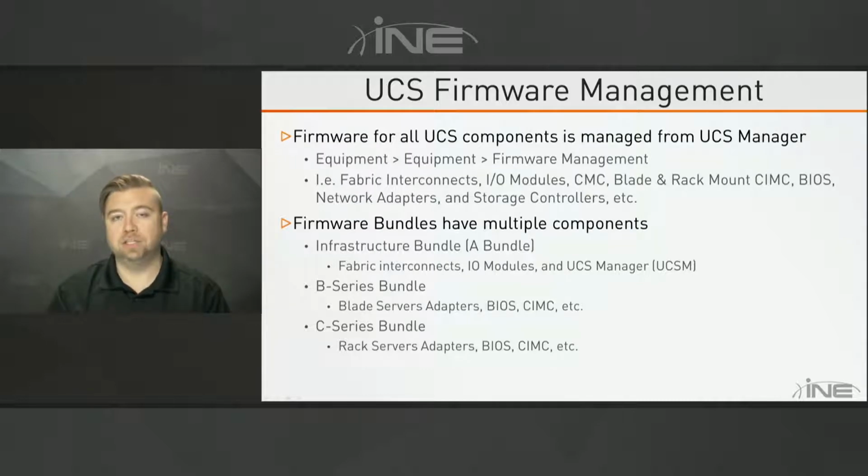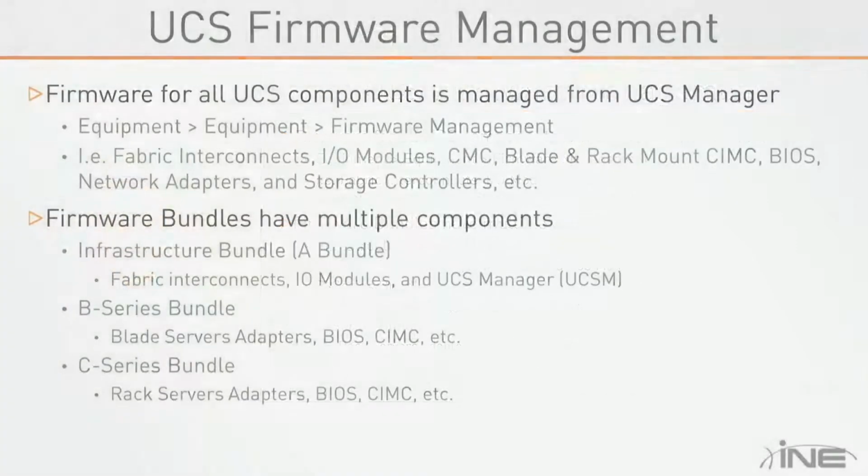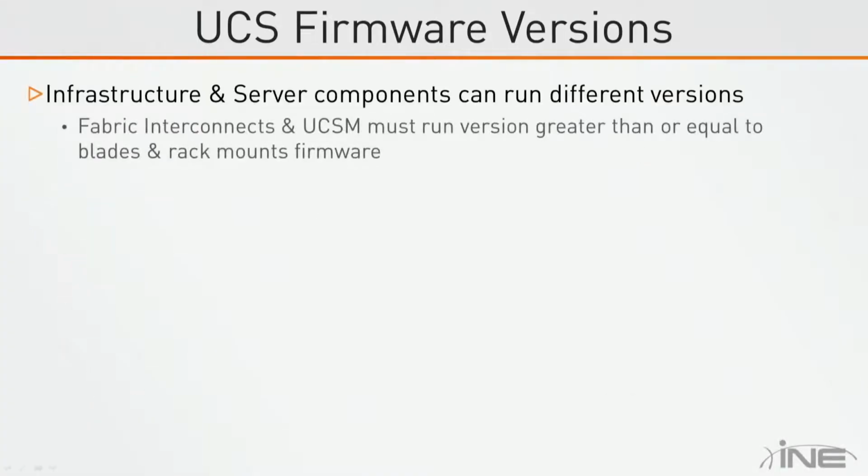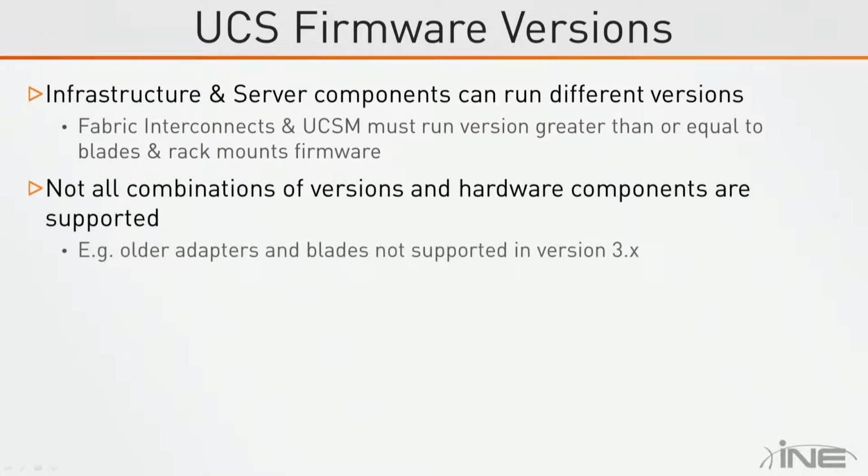These are going to be the packages that have the individual hardware drivers for things like the VIC adapters, the RAID controllers, the Flex Flash adapters and stuff like that. So the key point is that you can upgrade the two of them separately, but like I mentioned, not all variations are going to be supported at the same time. So there is a possibility to upgrade the Fabric interconnects and the UCS Manager, which is part of the infrastructure bundle, while not upgrading the blade servers or the rack mount servers, but not all combinations are supported.